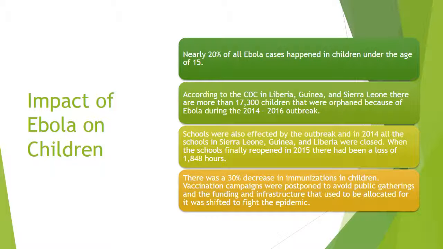Along with immunizations and vaccination programs that are important for the health of the children, with or without the Ebola outbreak, being sacrificed because of the outbreak. And as you can see here, a big number: 17,300 children were orphaned during the Ebola outbreak.